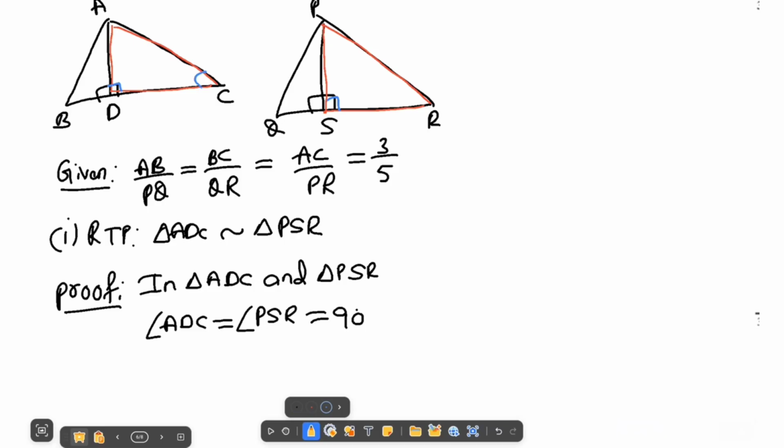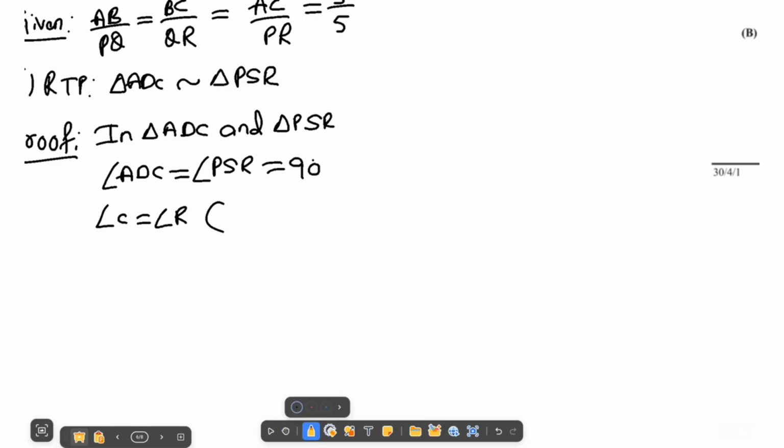Why is angle C equal to angle R? Because these are the corresponding angles of similar triangles. Triangle ABC is similar to triangle PQR because their corresponding sides are proportional. So we can write angle C is equal to angle R. The reason that you have to mention here is, since triangle ABC is similar to triangle PQR because their corresponding sides are proportional.